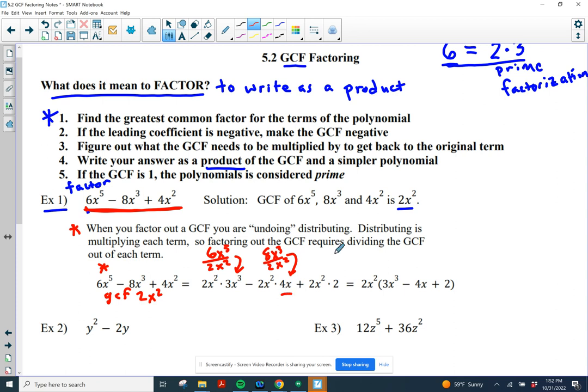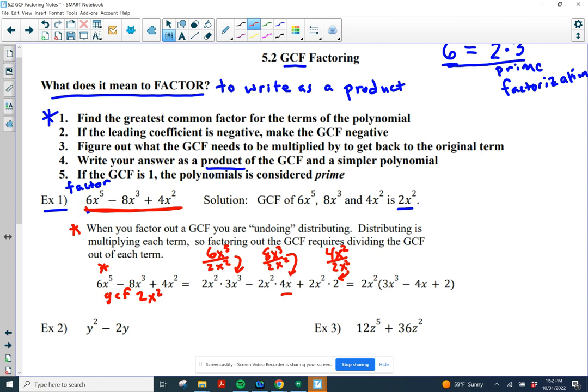And then finally, the last one, the last term is the 4x squared right there. So we need to do the 4x squared divided by the 2x squared. And what's that going to create? Well, 4 divided by 2 is 2, and x squared divided by x squared. The x's are gone, so I just have a 2.